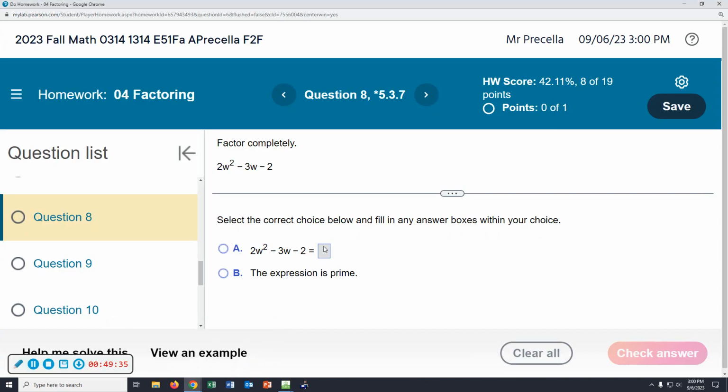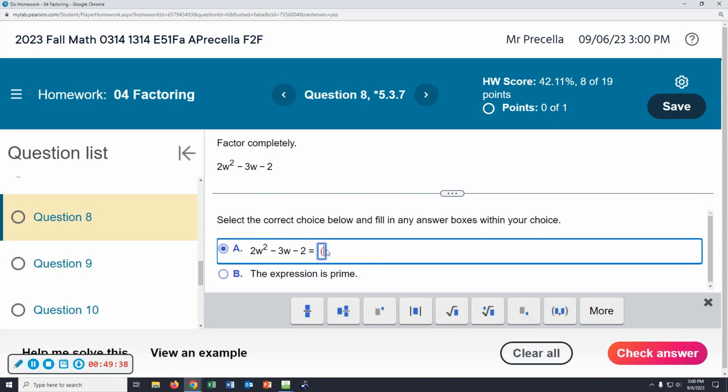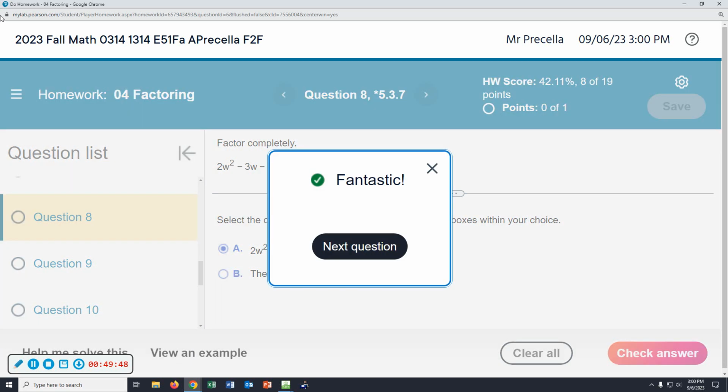So I'm going to put the 2W plus 1 first, just to show you. I want to remind you that, and what was the other one, a W minus 2? Any questions there?